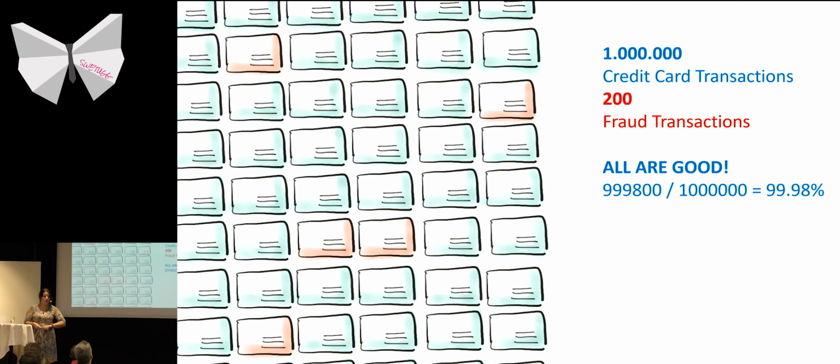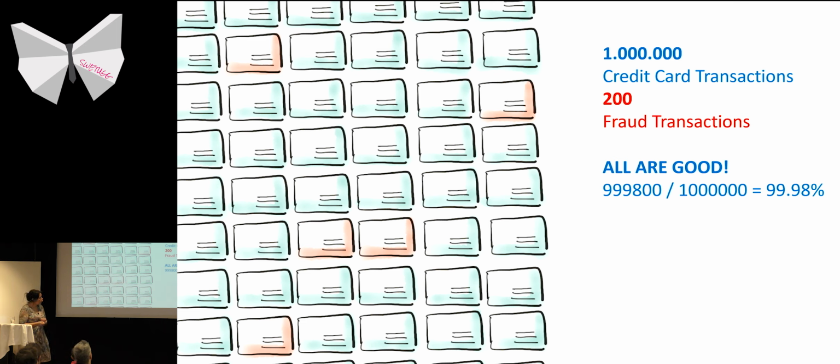No, not at all. It doesn't tell you anything about what you really want to know, which is which ones are the fraudulent transactions, right? But if you have a really, really imbalanced data set, accuracy is not really your friend.